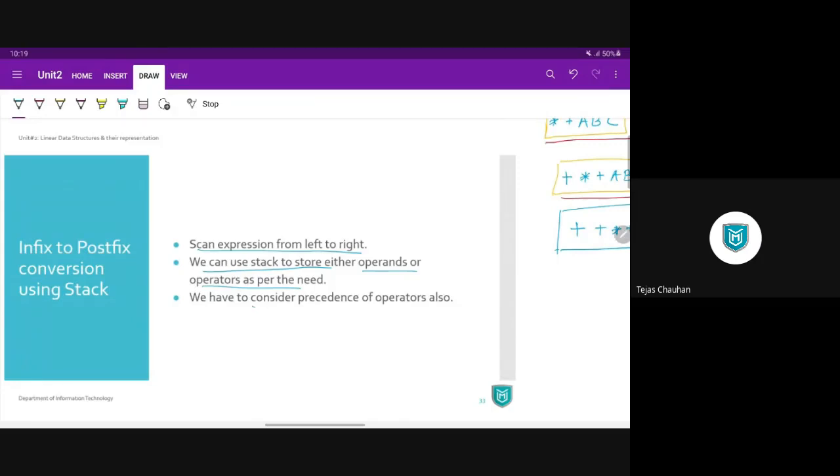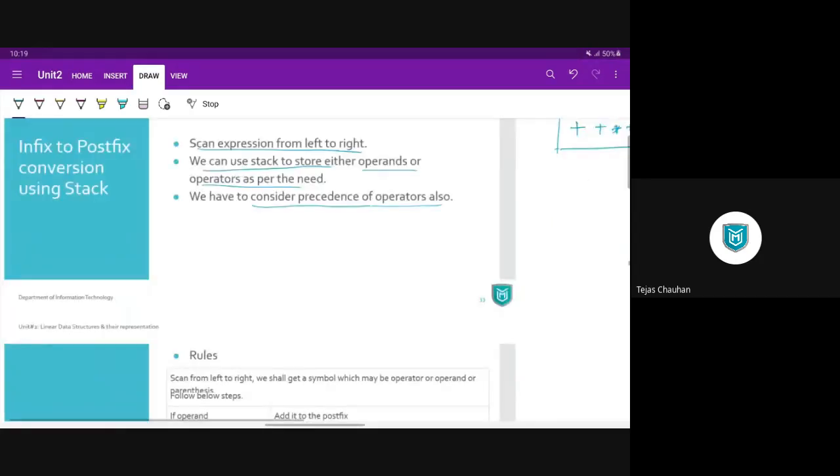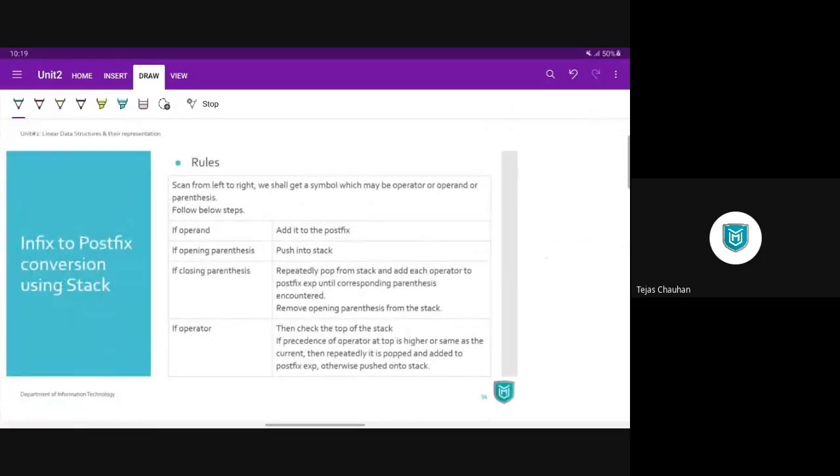Now we have to consider precedences of operators also, because the final answer is not going to have any precedence in that postfix expression. It will already consider precedence and then prepare the postfix expression. So we have to consider precedences also. So let's have a look at the process. So this is kind of the algorithm, you can say, or just in a tabular manner, the entire process. If you want to convert a given infix expression to postfix expression using stack, then this is what you should do.